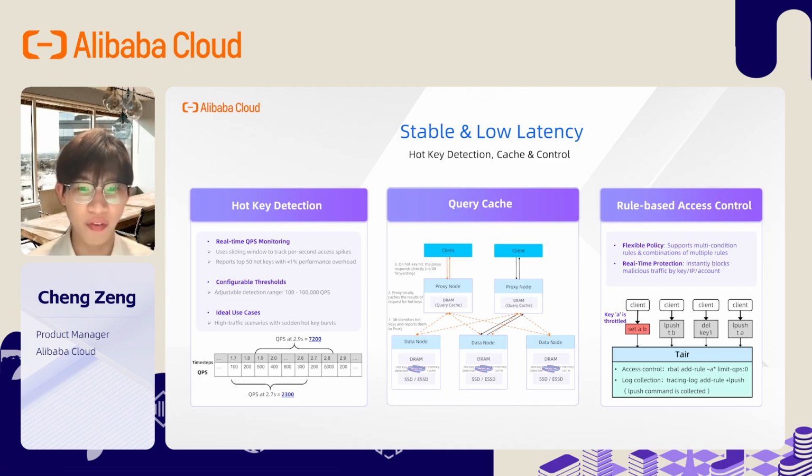At the same time, to prevent malicious traffic or some specific sudden traffic, our system also supports controlling the traffic of the hotkeys by setting custom rules. For example, we can use the command shown on the slide. You can limit QPS for any key starting with A to 0, or use the tracing log at the rule plus LPUSH to capture the traffic logs for specific commands. Once the rate limiting threshold is triggered, the system immediately blocks the abnormal request.